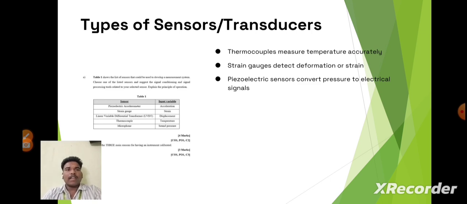And if we are giving the input, there will be types of sensors which will take the input. In that part, thermocouples are transducers which measure the temperature accurately, and they will be converting the input into the electrical signals. Strain gauges will be detecting the deformation or the strain. Next, the electronic sensors will be converting the pressure into the electrical signals.